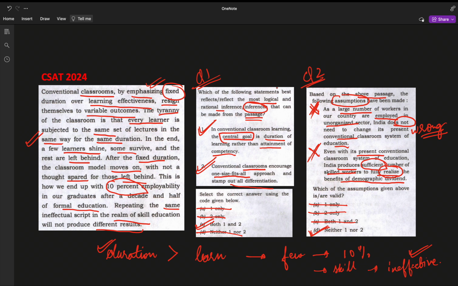So guys, always try and attempt passages which contain two questions. It is a bonus for you. You don't have to read two passages and you are able to solve two questions.